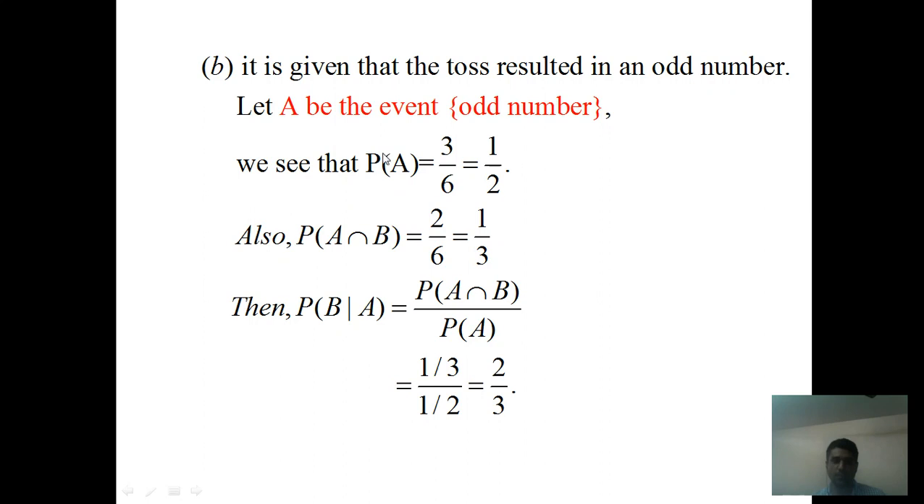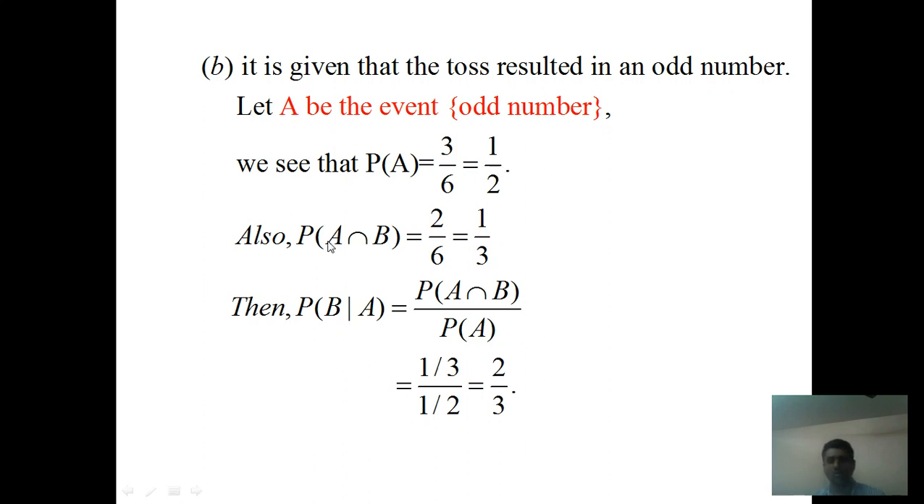So we see that probability of A, tossing of a die, there are 6 outputs but for an odd number, the evens are cancelled out. So we just have to include 1, 3 and 5. So there are 3 outputs, so 3 divided by the total number, so 3 by 6, which is half. So probability of A is half.